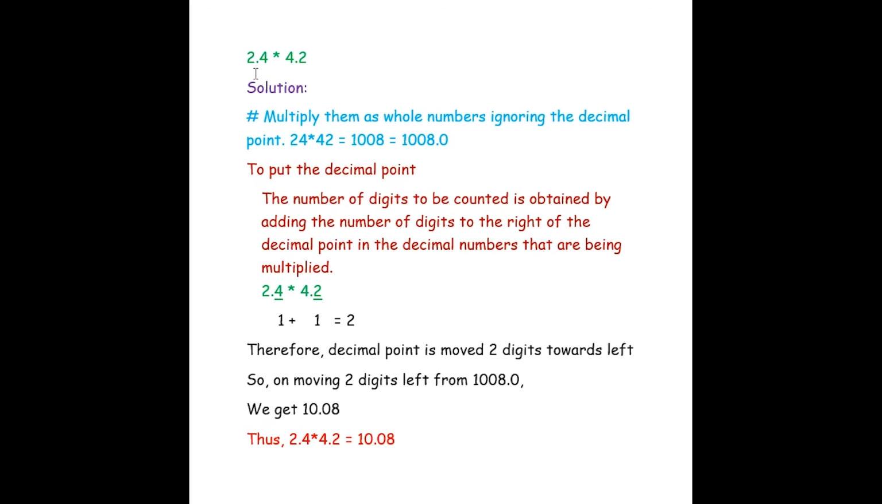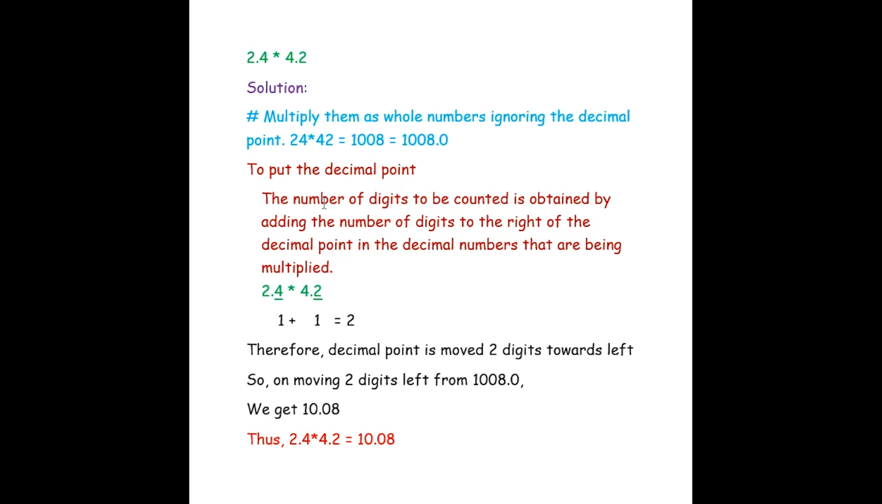Next question is 2.4 into 4.2. Now we will see how to do this. First we want to multiply these decimal numbers as whole numbers. So 2.4 will be 24 and 4.2 will become 42. If you multiply 24 into 42, you will get 1008. But we want to write it as a decimal number. How will we write it without changing the value? We can write it as 1008.0. If you add a point and zeros, the value will not be changed.